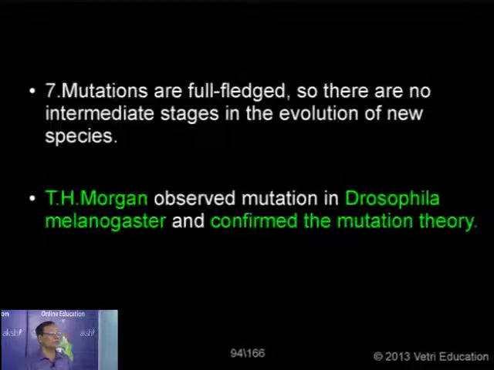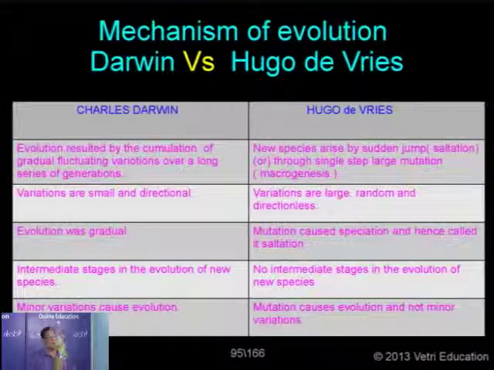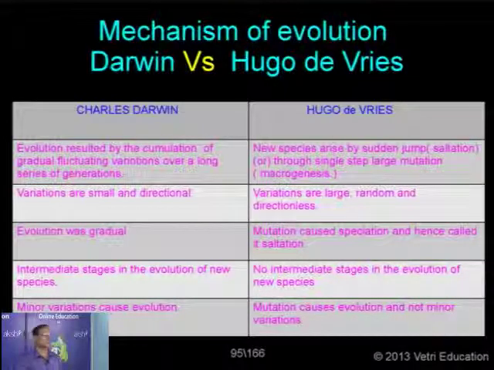Now, Darwin proposed the concept of evolution and also Hugo de Vries, but these two people differ in their concepts. What are the differences? Let's compare and contrast the concepts made by the two different evolutionists, Charles Darwin and Hugo de Vries. Here is a table of the differences in the theories made by the two well-known evolutionists: Charles Darwin, known for the natural selection concept, and Hugo de Vries, the mutation theory concept.